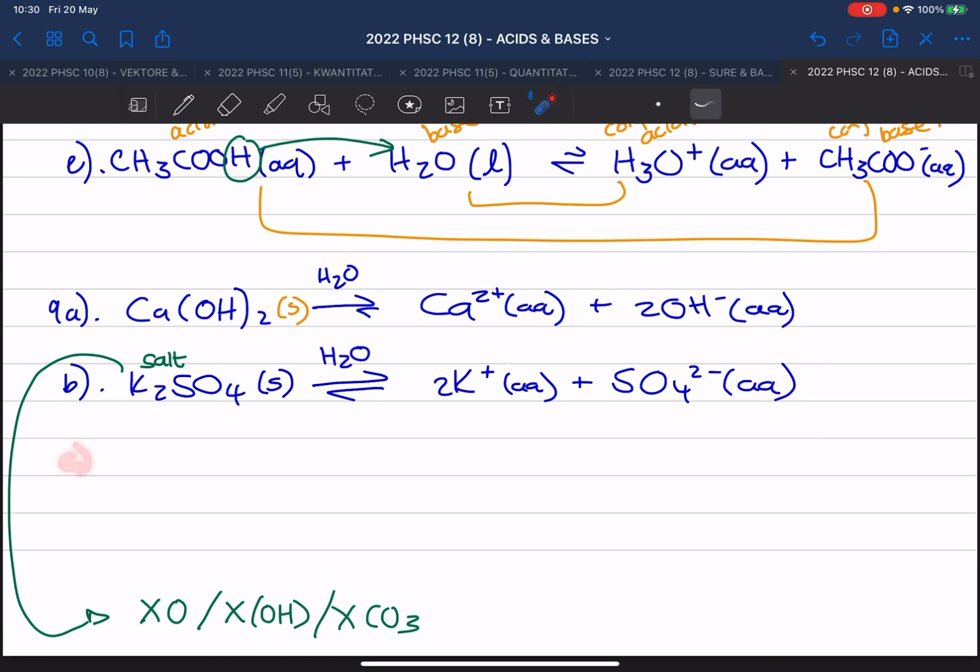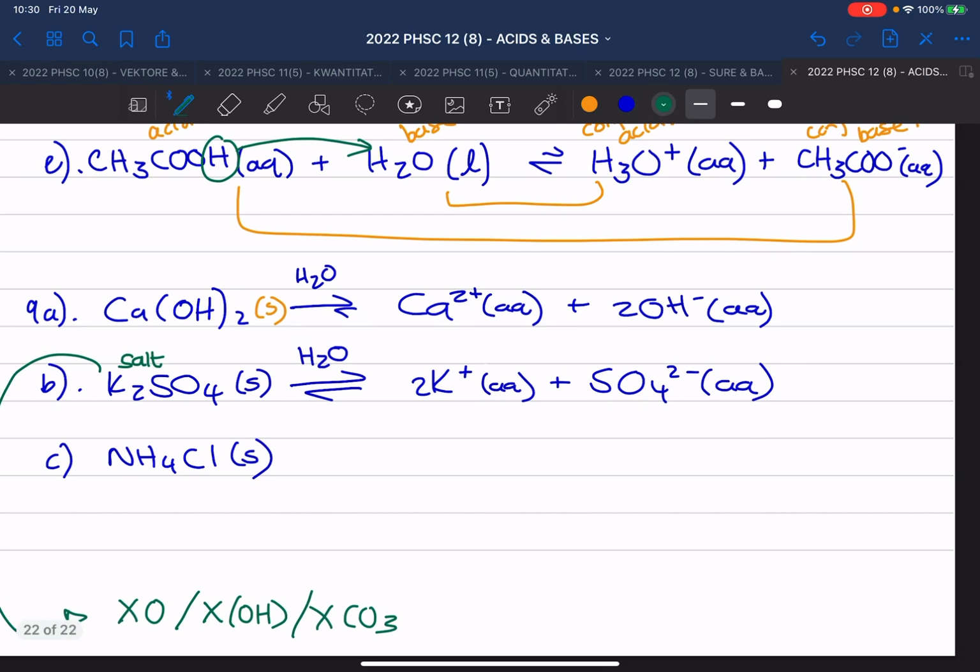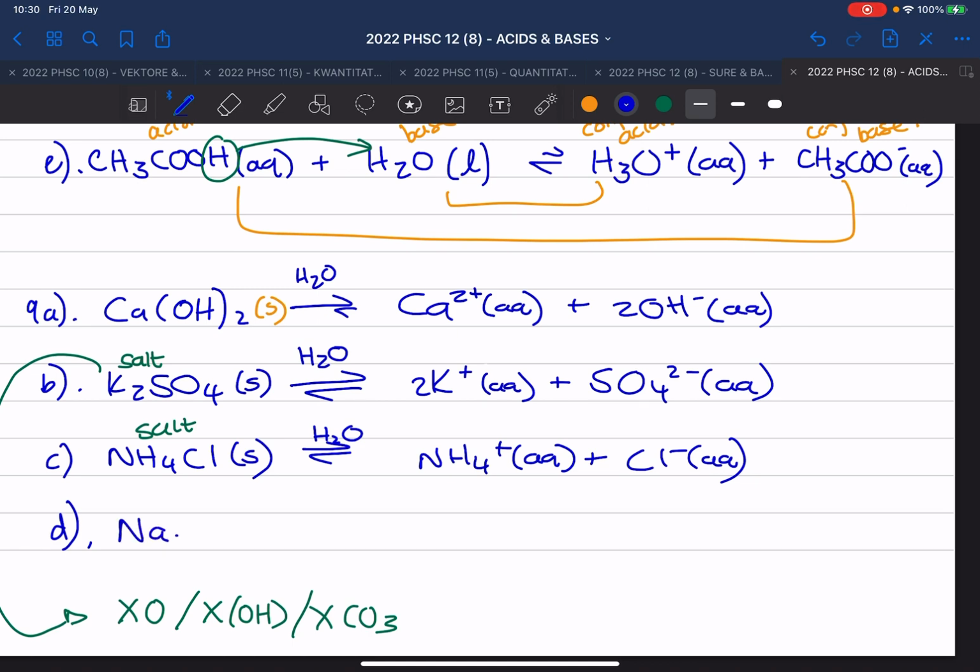Alright. Question C. We have the ammonium chloride. Again, it is not an O or an OH or a carbonate, so that is why it is also a salt. A salt that splits up in water to give you the ammonium polyatomic ion and the chloride ion. And then the last one is sodium carbonate.